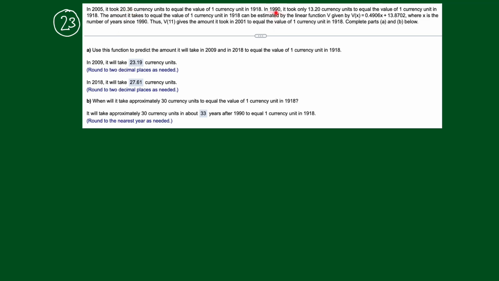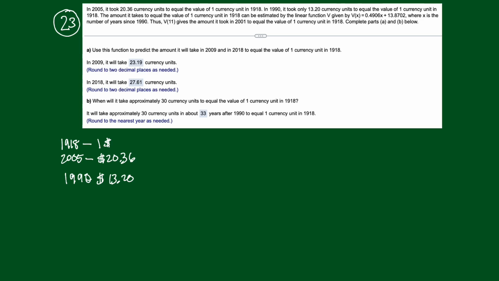Now, in 1990, it took only $13.20 to equal that $1 back in 1918. So I kind of listed things down here. Start here in 1918. Something costs a dollar. Now, in 2005, you had to pay $20.36 for that same thing. But back in 1990, 15 years before, it only cost you $13.20. All right, so it looks like things are going up.